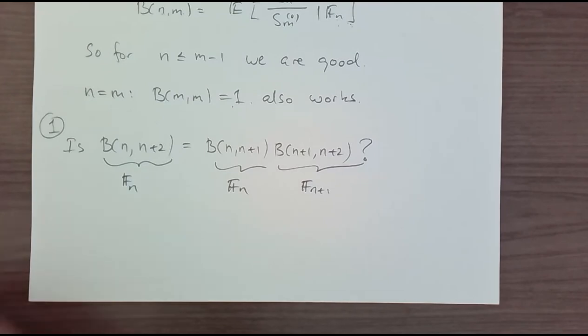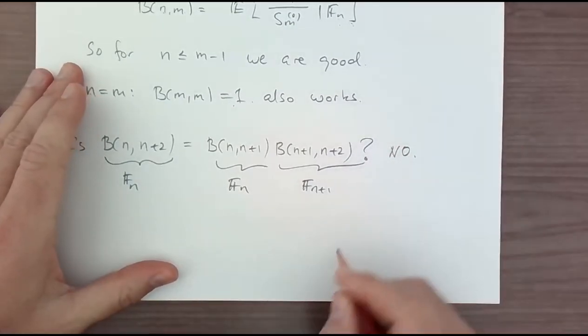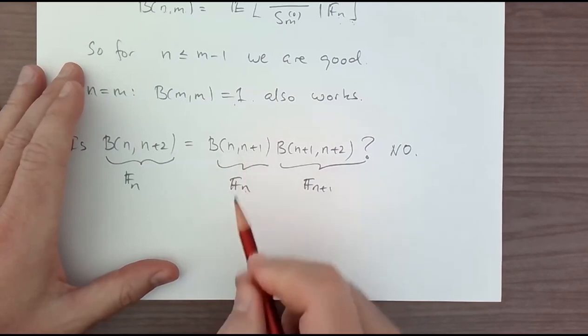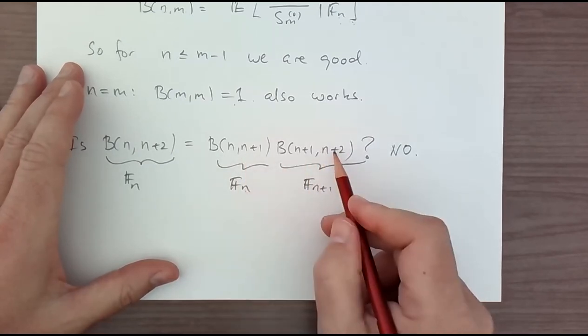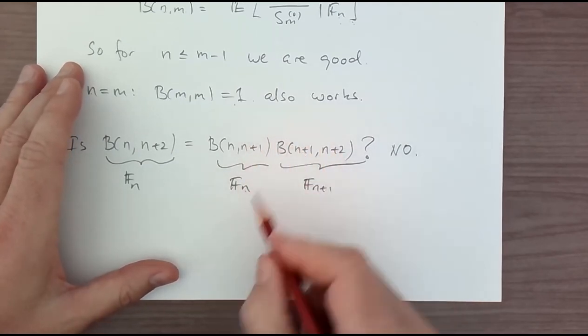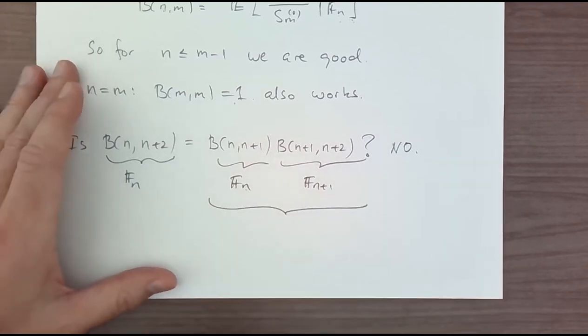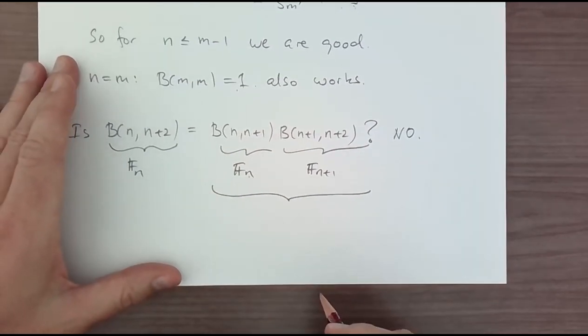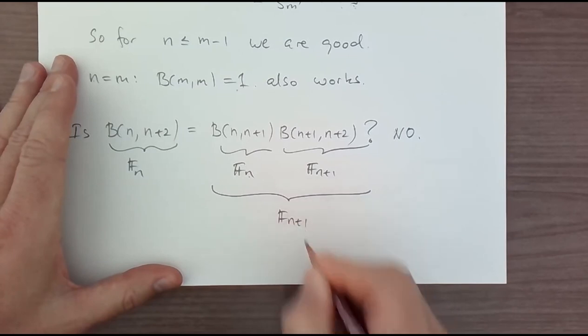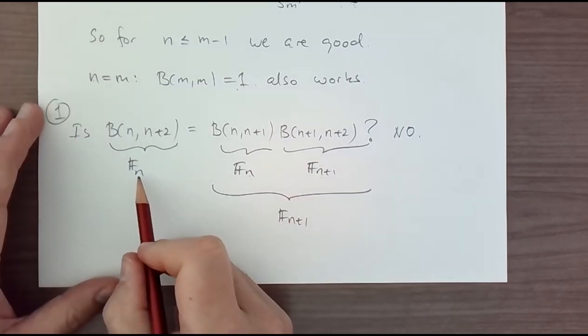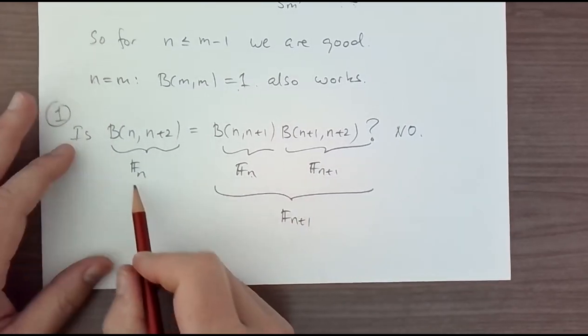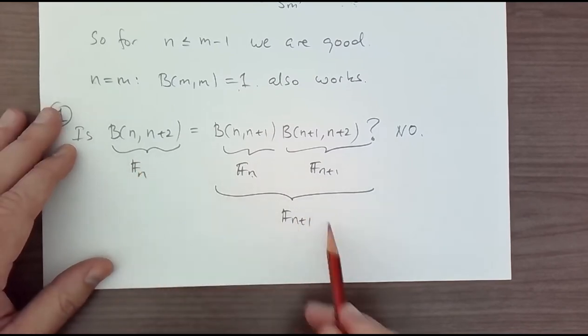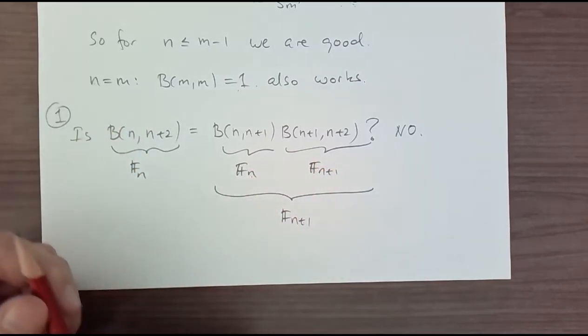It's not true, right? Because if I take an Fn measurable random variable and an Fn plus 1 measurable random variable and take the product, what kind of measurable random variable do I get? An Fn plus 1 measurable one. And what is it on the left-hand side? It doesn't line up, right? This is Fn and this is Fn plus 1. They can't be equal.